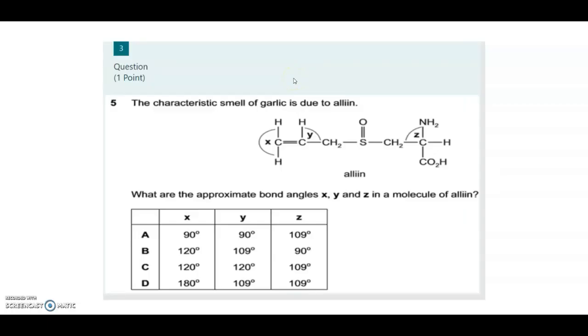Okay, for question number 3, the characteristic smell of garlic is due to allene. What are the approximate bond angles X, Y, Z in a molecule of allene? So you need to find the angle between the C-H bonds. So this carbon is sp2 hybridized. So if we find the bond angle here, we are finding X, and you know if it is sp2 hybridized, it has an angle of X equal to 120.